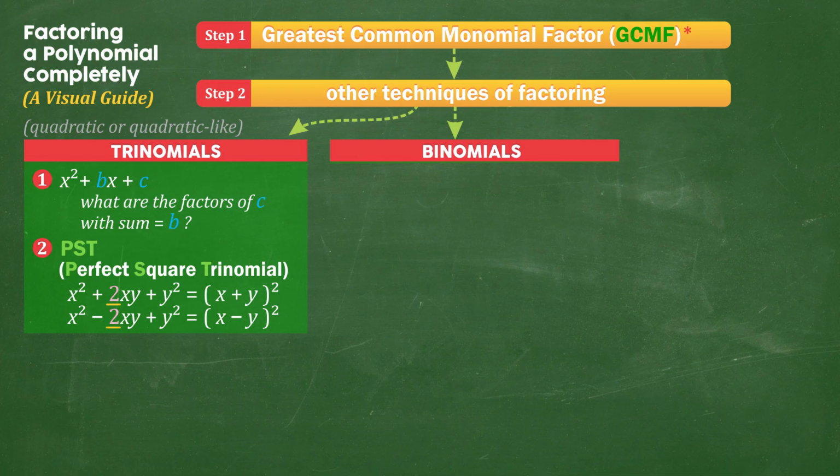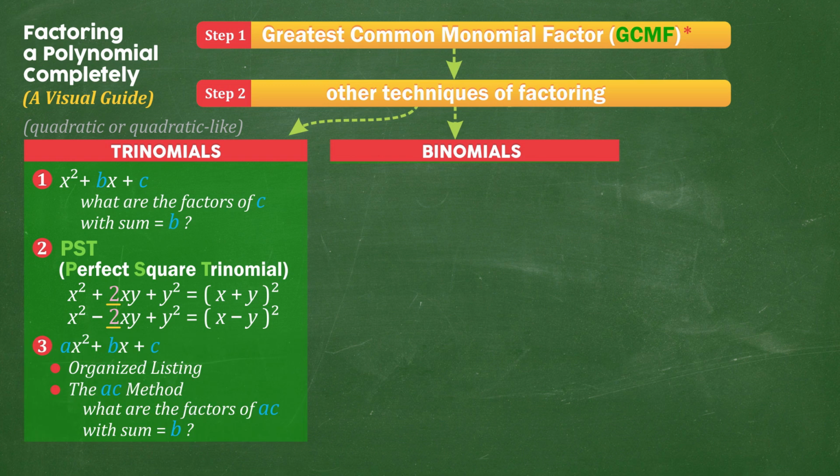Kasi pag PST, kahit medyo malaki yung mga numerical coefficients mo, you can factor it ng mabilis. Well, if it is not a PST, okay lang because you can use AC method with grouping. Or, of course, you can always use organized listing, which can actually factor any trinomial. Medyo mahaba nga lang gawin.